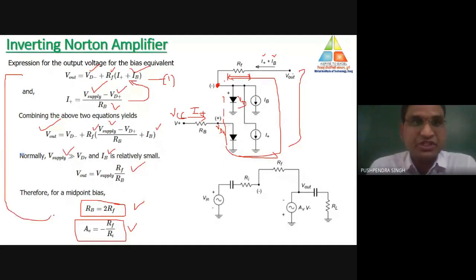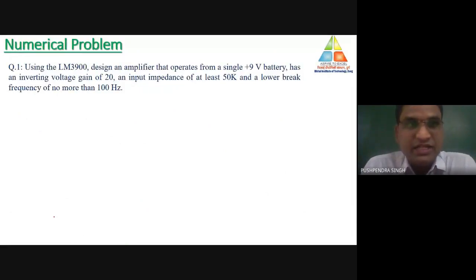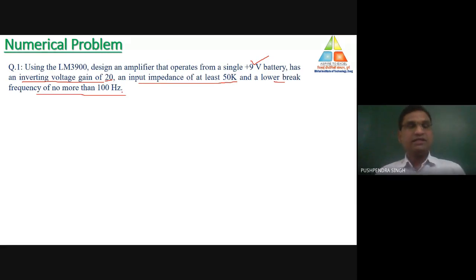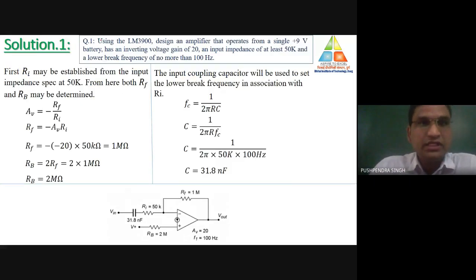As per this question, using the LM3900, we need to design an amplifier. Here it is mentioned that you need to use LM3900. That means we are talking about the Norton's amplifier. So design an amplifier that operates from a single plus 9 volt battery, has an inverting voltage gain. That means we are talking about the inverting Norton's amplifier. Voltage gain is how much? 20. Input impedance of at least 50K and lower break frequency should not be more than 100 Hertz. Then for that we need to design an inverting Norton's amplifier. So this is the solution of this question.